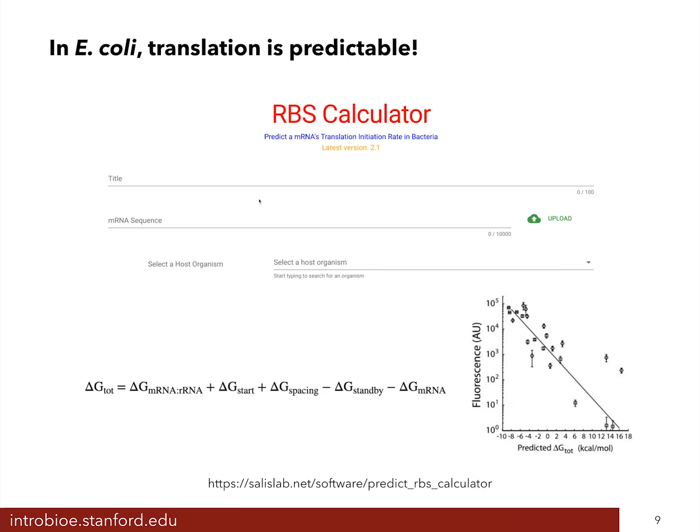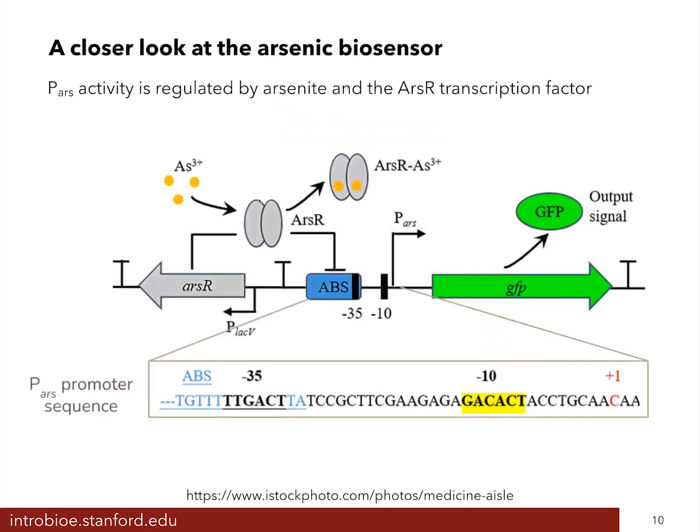And if we take a close look at the arsenic biosensor, we can see some of these things in action. So this might look a little bit complex at first, but let's start with what we are maybe most familiar with, which is GFP. So GFP is our output signal.